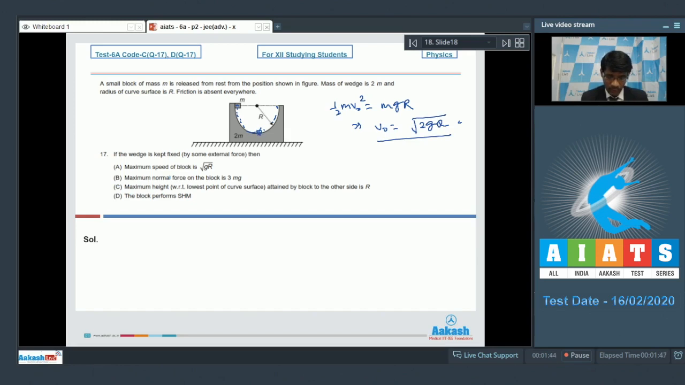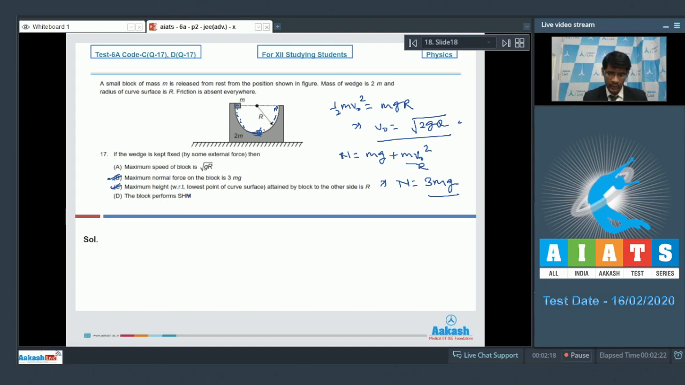Maximum normal force will be here itself. How much will it be? N must be equal to mg plus m v0 square divided by r. We are getting v0 square to be 2gr, so it will be mg plus 2mg. It is 3mg. So this answer is correct. Maximum height with respect to the lowest point of the curved surface attained by the block on the other side is r. We have already given the explanation for that part, so this is also the correct answer.